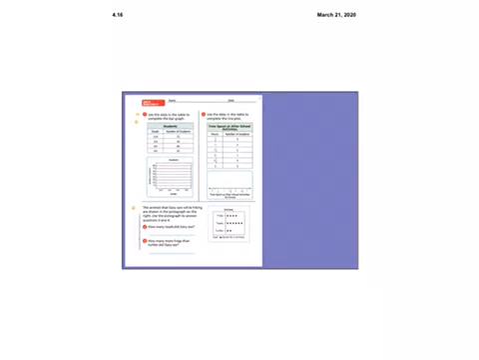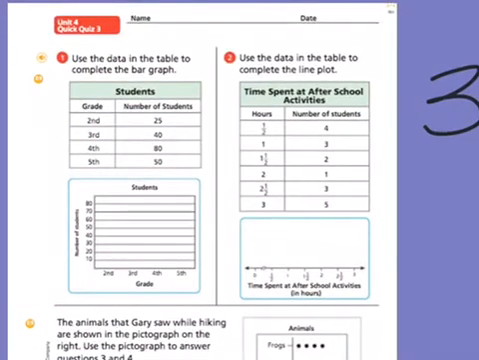And this is found on page 321. So this would be a good review for us to do today before next week. On this page, we have to use the data in the table to complete the bar graph. So here's our student information. These are all the grades that we're looking at: second grade, third, fourth, and fifth.